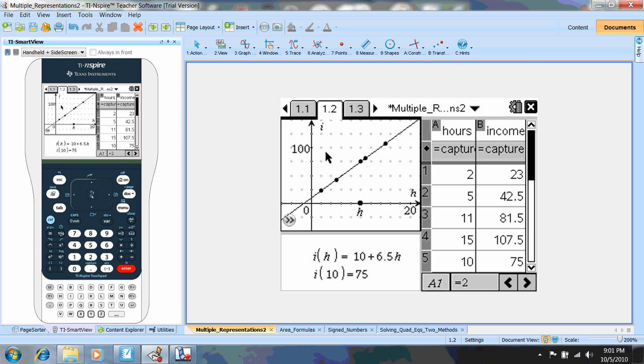And what's nice about this is we have three representations here. We have the graph, the table, and the algebraic representation. And then on the problem, we have it in words. So all in one screen, we have these multiple representations.